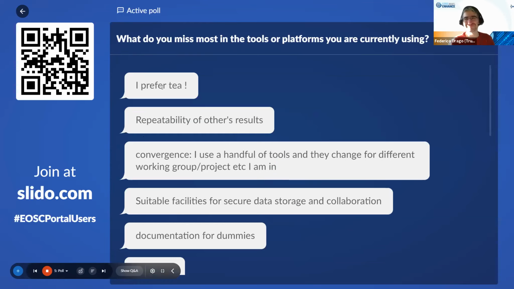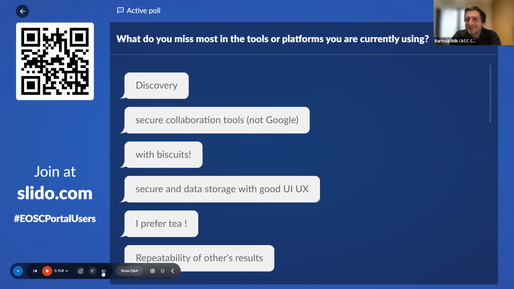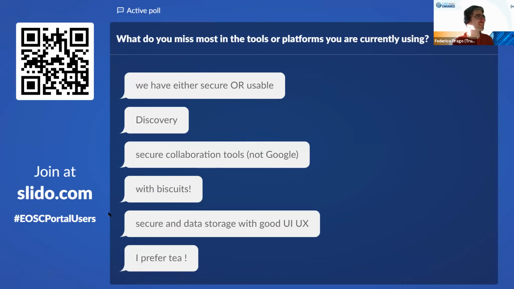Someone prefers tea, understandable. Repeatability of others' results, this one is also interesting. And here, Bartosz, you see people are picking up on the UI UX. All right. Should I? Secure data storage is out of my scope. Not Google. With biscuits. Next time when we do this in person, then it's coffee, tea, biscuits. Exactly. We'll have something to eat.